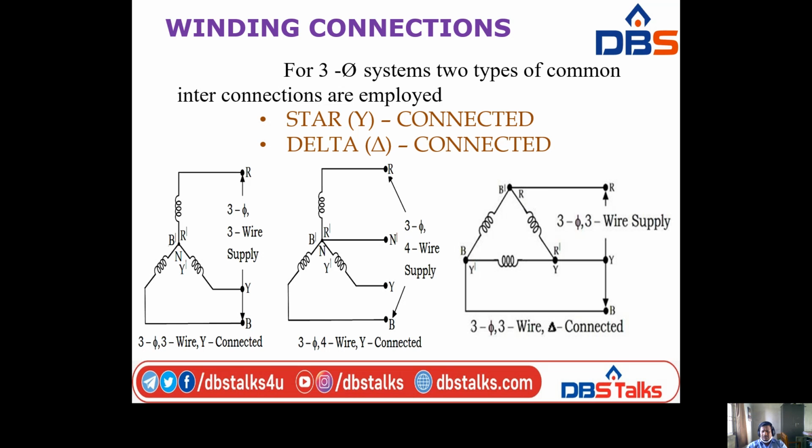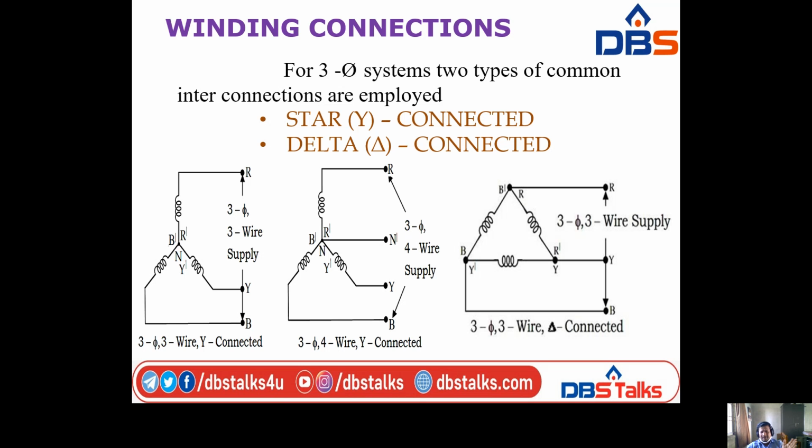So we can call one side of the R phase R, and the other side R dash. One side of the Y phase is Y, the other side Y dash. One side of the B phase is B, the other side B dash. Now we connect R, Y, B to the three phase supply. The other sides, R dash, Y dash, B dash, are meeting at one point. That point is called the neutral point. So this is a three phase, three wire star connected system.